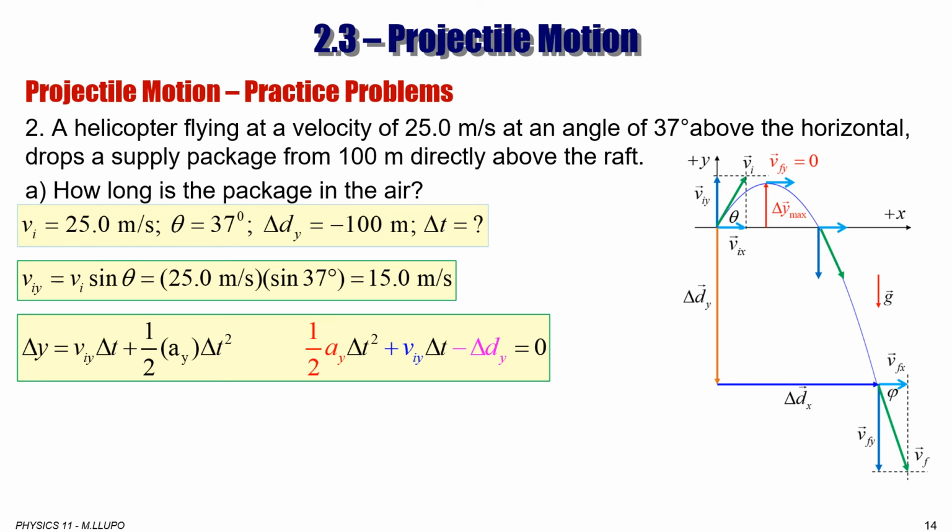That becomes negative. So that is going to be half of the a_y delta t squared plus V initial y delta t minus displacement, vertical displacement y, equals 0. Next step would be using the quadratic equation: minus b plus or minus the square root of b squared minus 4ac, divided by 2a.